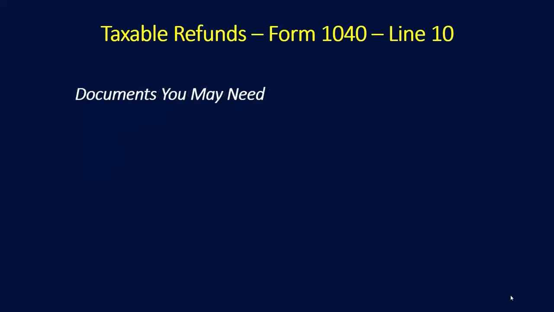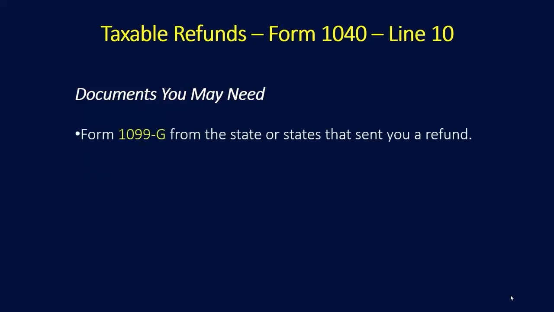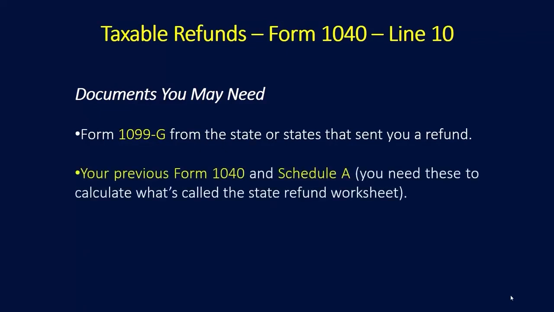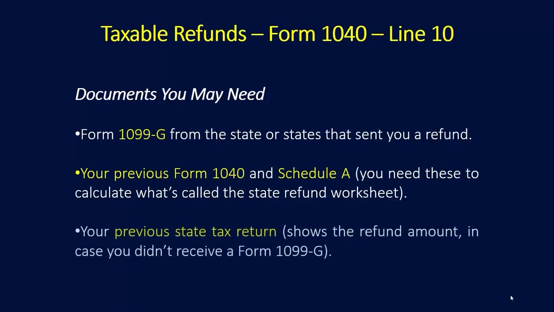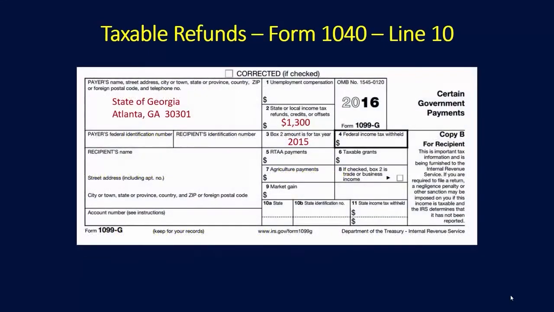There are some documents that you're going to need to make this calculation. Form 1099-G from the state or the states that sent you a refund, your previous Form 1040 and your Schedule A, which lists your itemized deductions, and you need these to calculate what's called the state refund worksheet, and your previous state tax return. Now this shows the refund amount just in case you didn't receive a Form 1099-G.